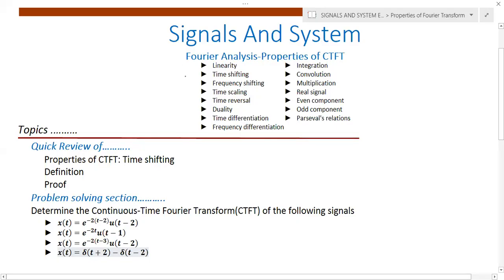In this lecture, we will discuss the continuous time Fourier transform property, that is time shifting. We already discussed the linearity property. Now we'll discuss the time shifting property, and we will discuss the definition and also a proof. Later we will discuss how we can apply the time shifting property to solve continuous time Fourier transform questions. Okay.